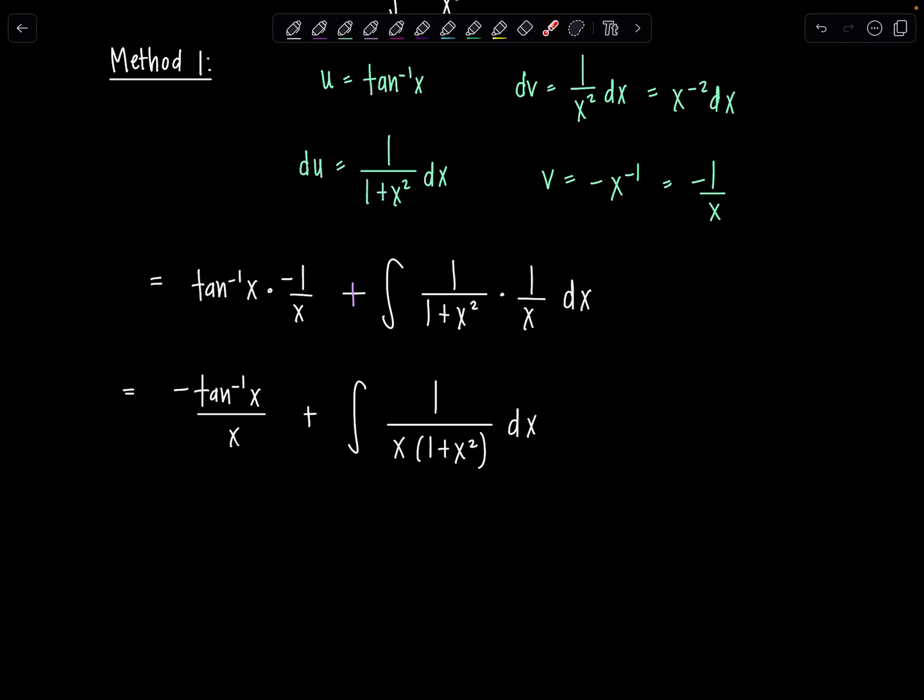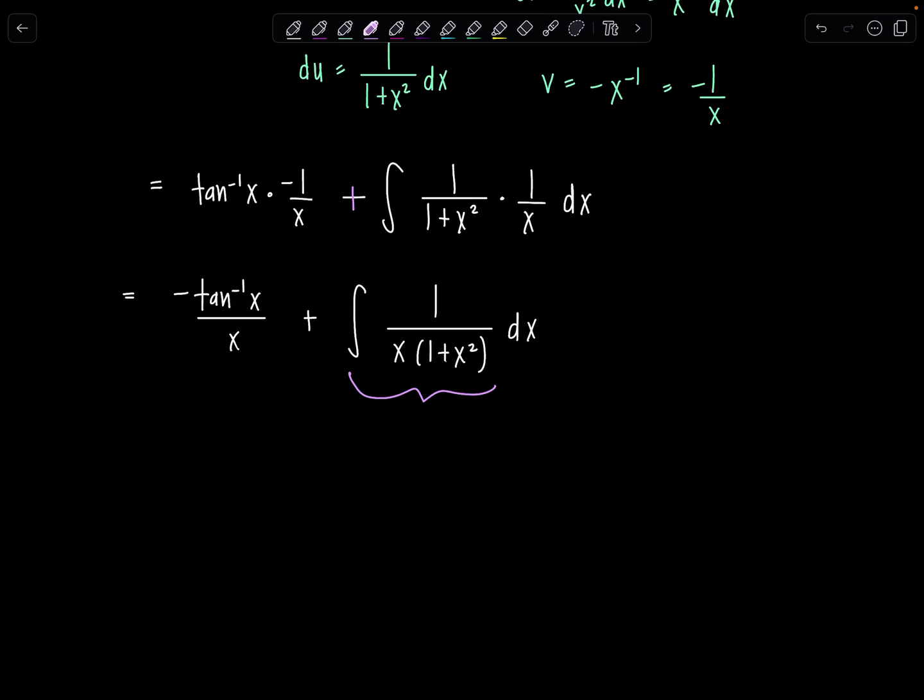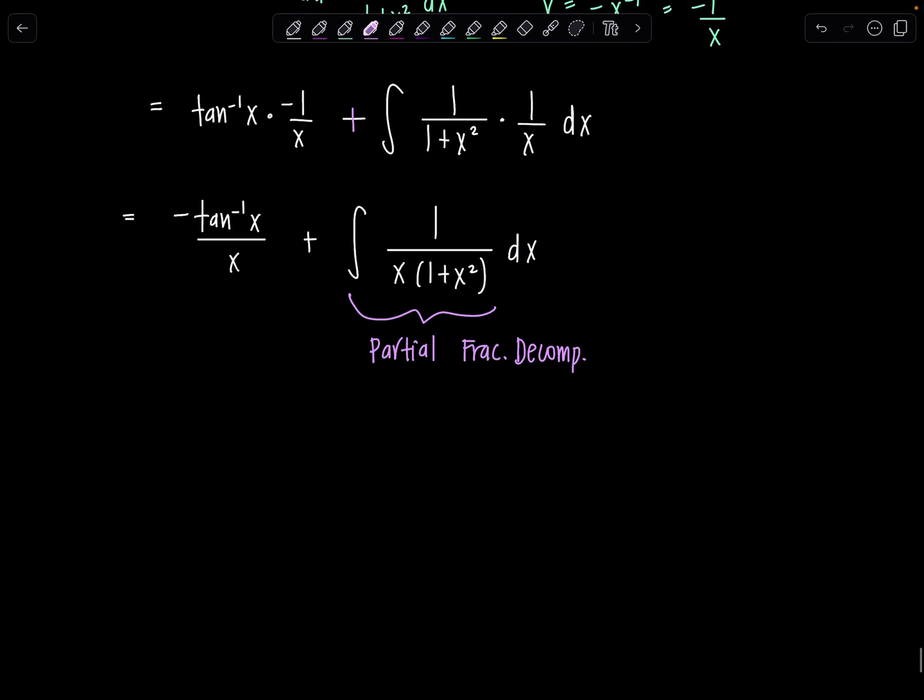It's a rational function. The denominator is already factored. It's definitely time for some partial fraction decomposition. Partial fraction time. So let's just find the decomposition off to the side here. So we have 1 over x times 1 plus x squared, or if you want to think of it as x squared plus 1, that's fine too.